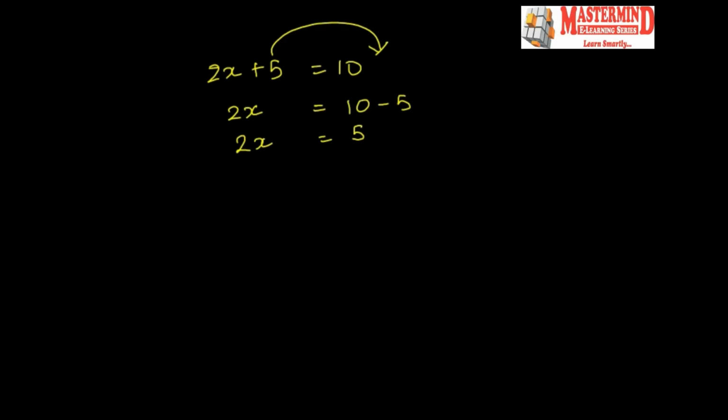Now I do not want this 2 here. It is multiplied to x. So when I shift it to the right hand side, it will be divided, because the opposite of multiplication is division. So we keep x here, we keep 5 in its place, and when 2 is shifted to the right hand side, we'll have to divide it. So the final answer is x equal to 5 upon 2. So this is how we solve equations. I've just shown you a few examples of solving equations.